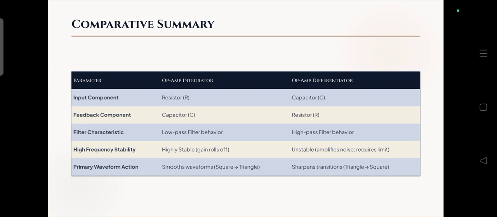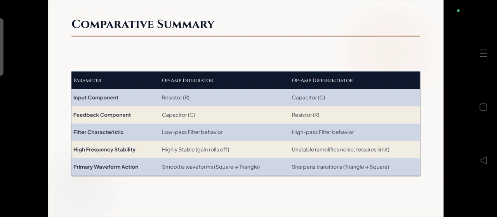The third parameter is filter characteristics. Low pass filter behavior in the integrator circuit, high pass filter behavior in the differentiator circuit. And the fourth parameter is high frequency stability. In the integrator circuit, it is highly stable. In the differentiator circuit, high frequency stability is poor because it amplifies noise and requires limiting.